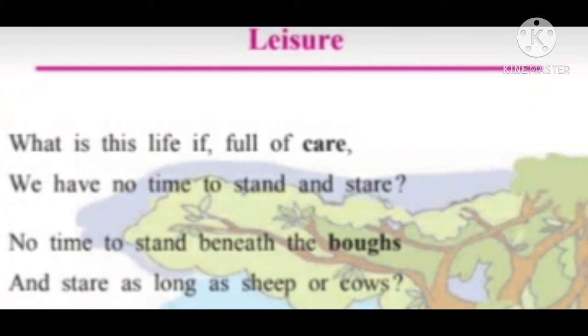Let's examine the second couplet. No time to stand beneath the boughs and stare as long as sheep or cows. Boughs means the branches of a tree. In the second couplet, the poet says that we have no time to stand beneath the trees and stare as sheep and cows do. To stare means to look. It means cows and sheep have time to look towards nature, but unfortunately we don't have time to look towards the beauty of nature.